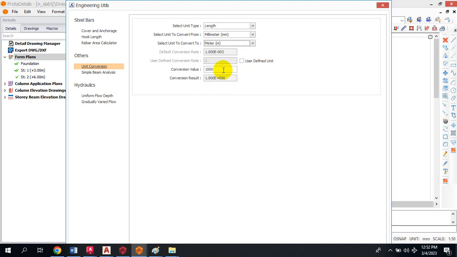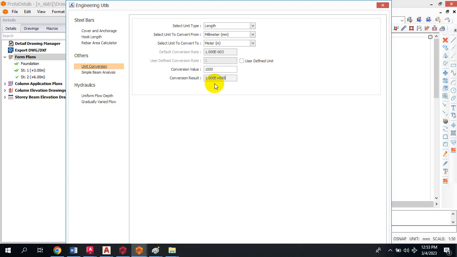Now if that is correct, this is telling us that if we are converting a millimeter to a meter, 1000 millimeter makes 1 meter. So that is why you can see here it is 1 point, this is exponential plus 0.00000.